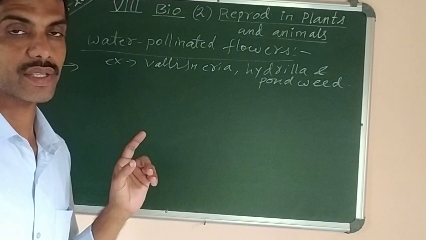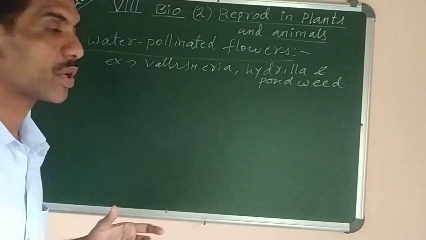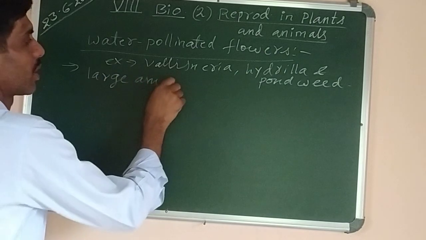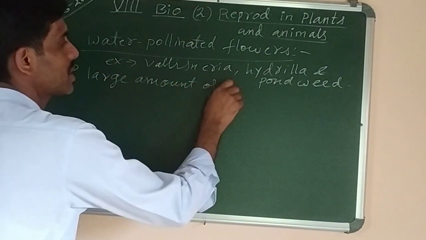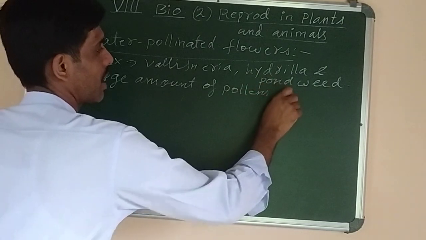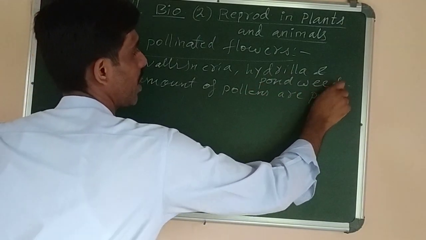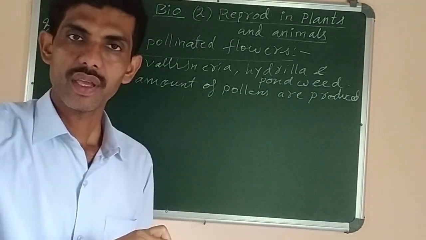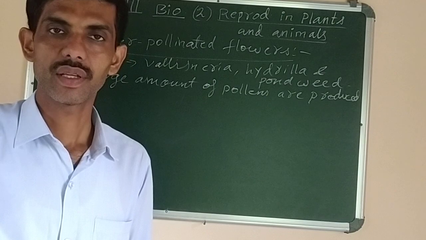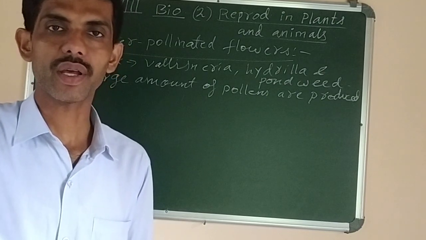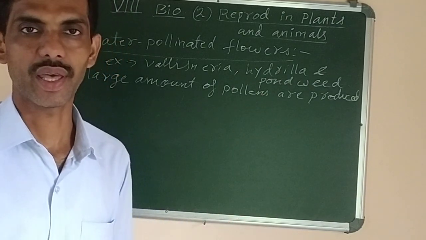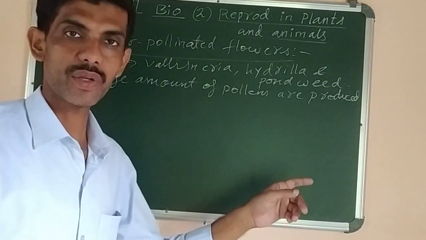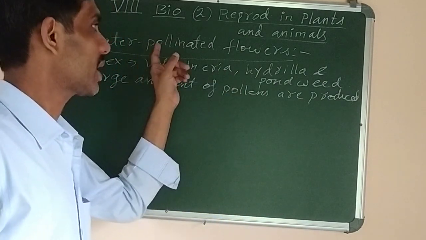First characteristic, already I said in the previous one, that is a large amount of pollens are produced. Why? Because these pollens are wasted. When they swim along with the water current, most of them are carried away by the water current to other places where the flowers are not there. So that causes wastage of pollens. So a large amount of pollen grains are produced in the aquatic flowers.